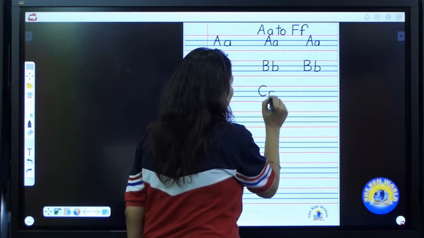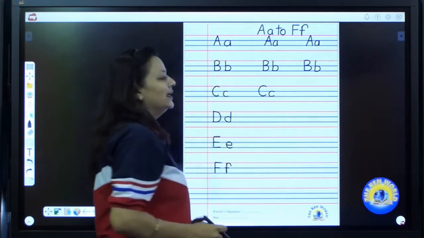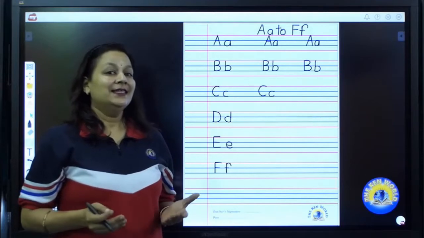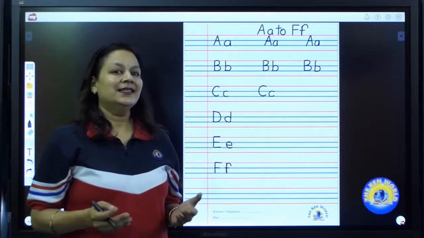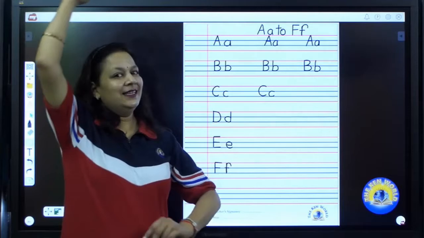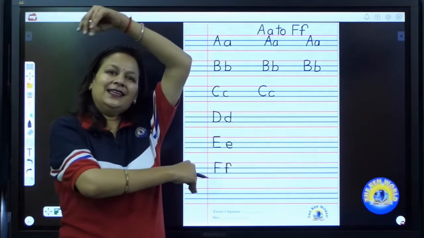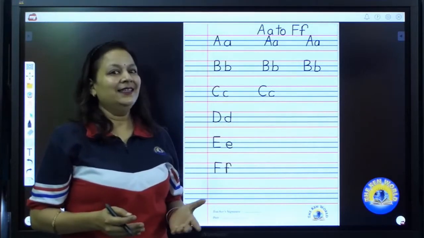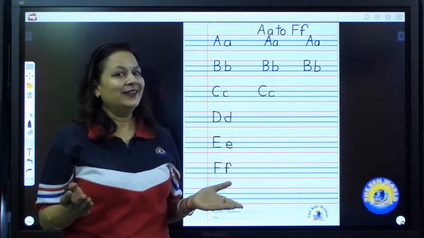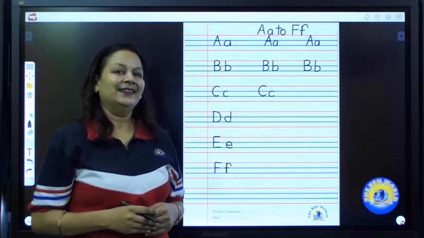Uppercase C, lowercase c. Now speak with me. C says K. C as in cat. Now it's your turn to write C.